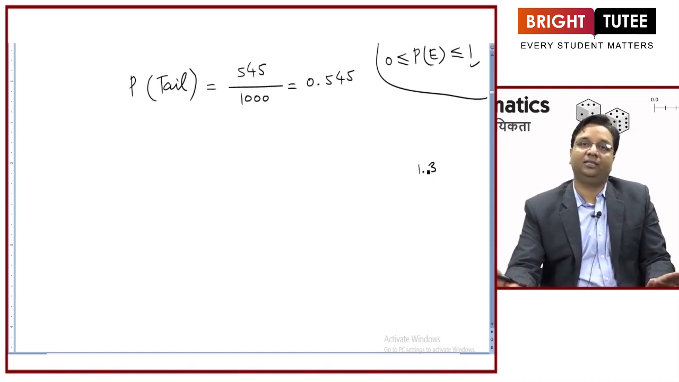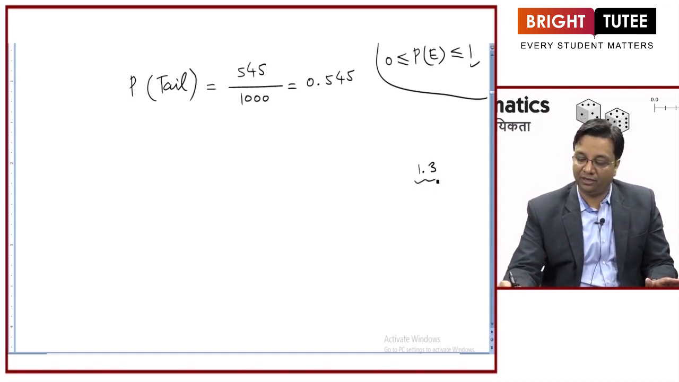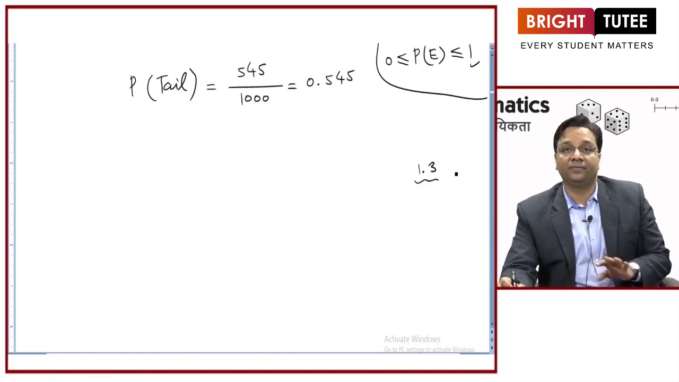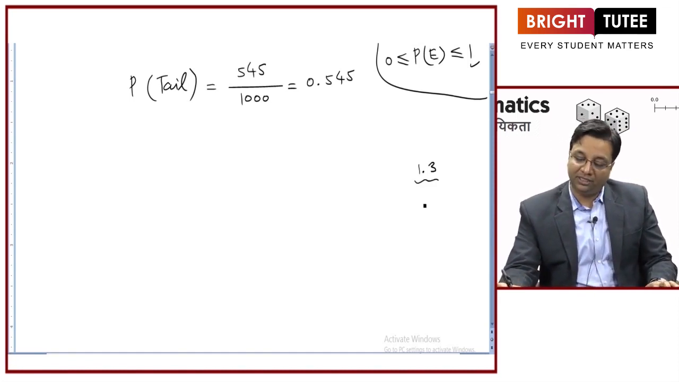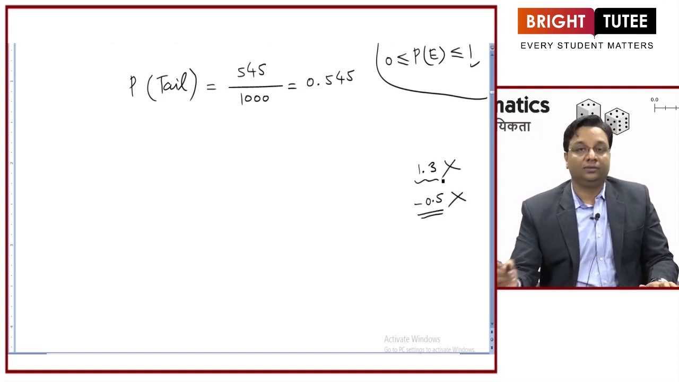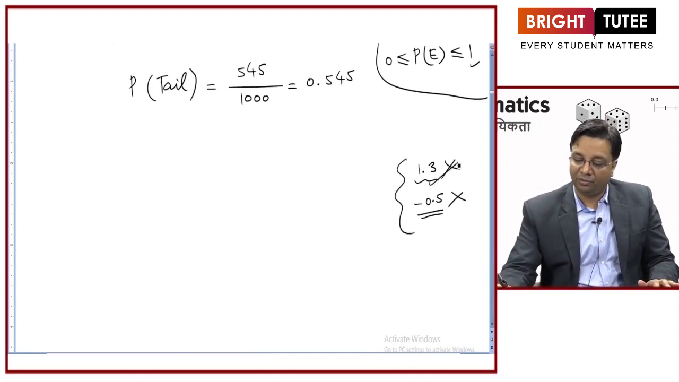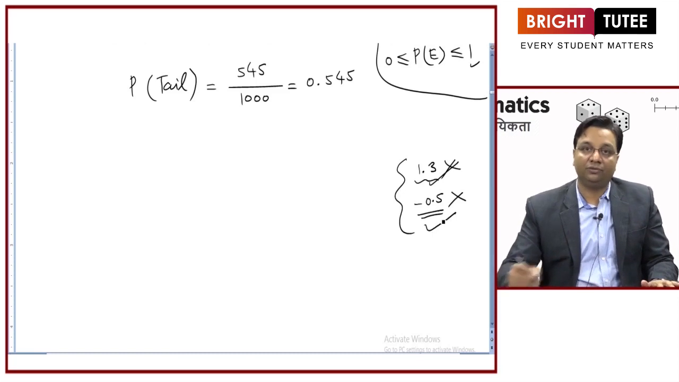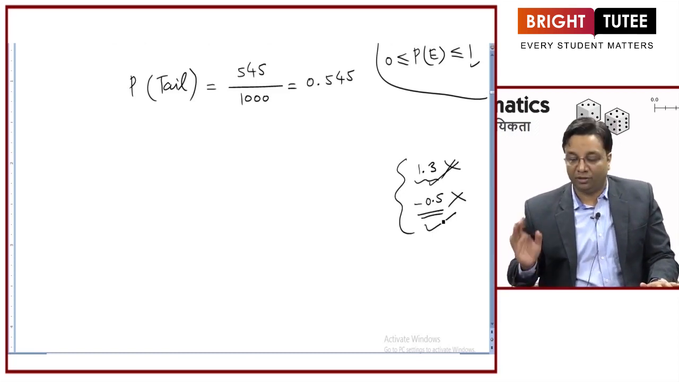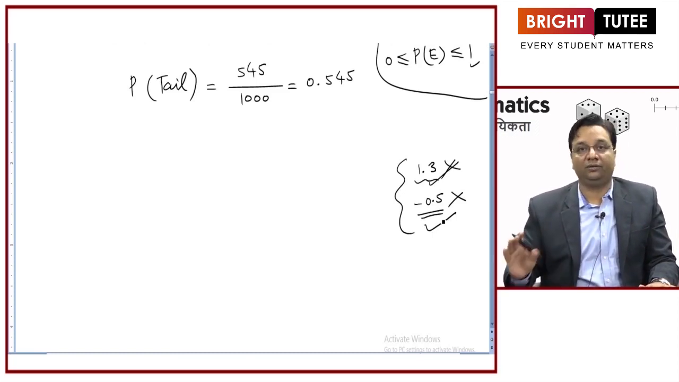And if somebody says the probability of an event is, let us say, 1.3, okay, then you stop him because this statement is wrong. Probability can never be greater than 1, okay? Or if somebody says the probability of something occurring is negative 0.5, this is also not possible, right? So probability being 1.3 or negative 0.5 doesn't make sense. Probability will always be between 0 and 1.